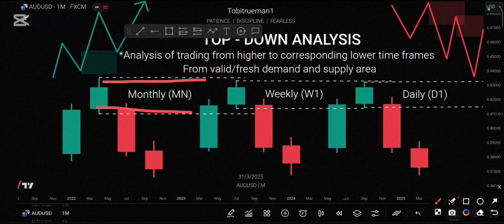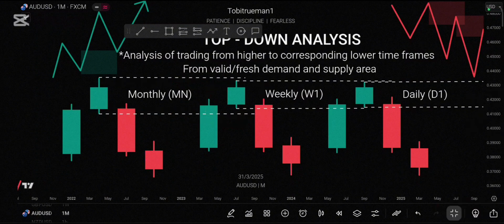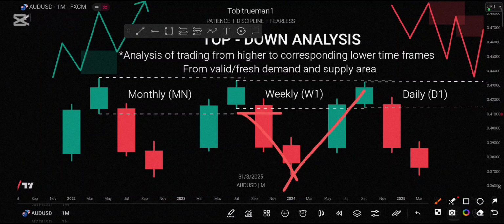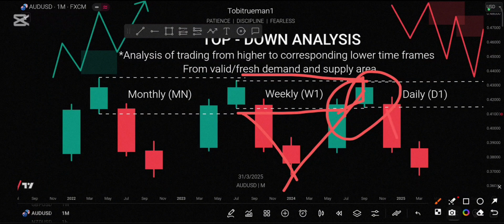Then we want price to come into it on the weekly time frame. When the weekly has tapped into this monthly supply zone, then price is going to come down. Then we check on the daily time frame also. When price gets to this weekly supply zone, we see what will happen there. We can see that price will come down, meaning monthly is selling, weekly is selling. If we see an opportunity on the daily also, we will sell accordingly.